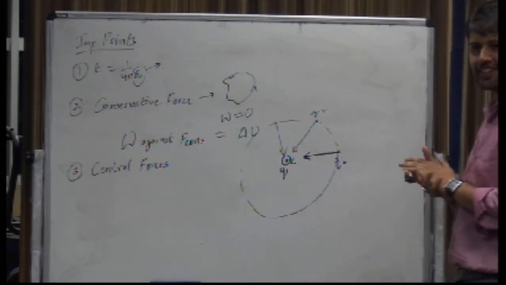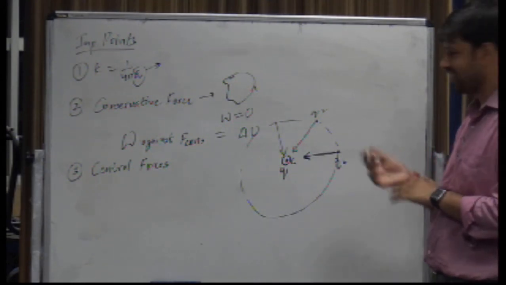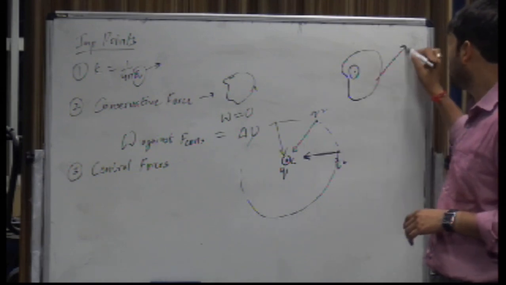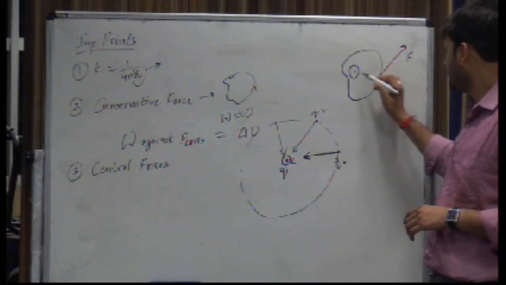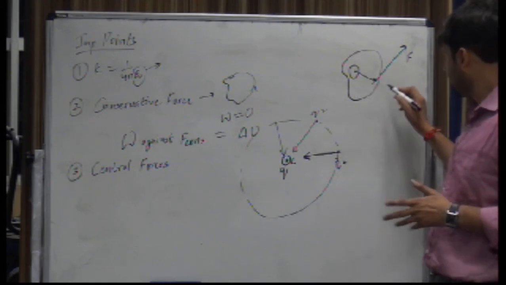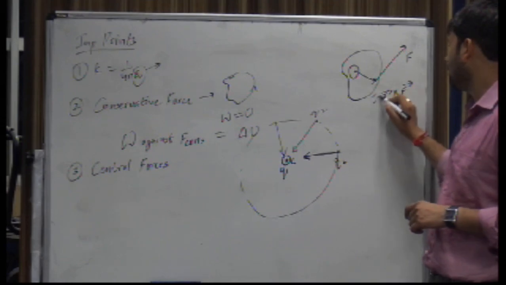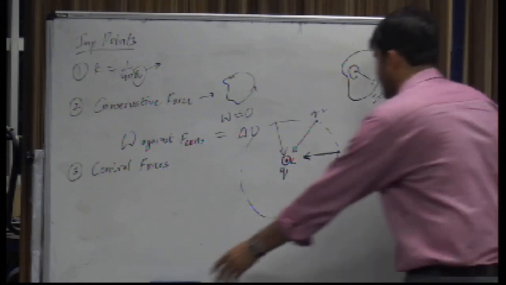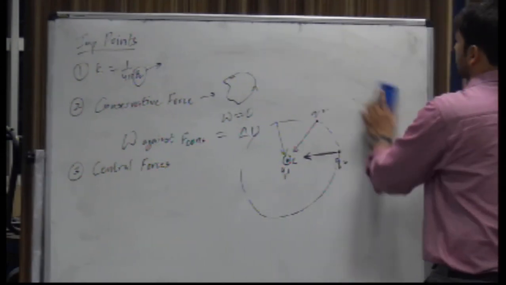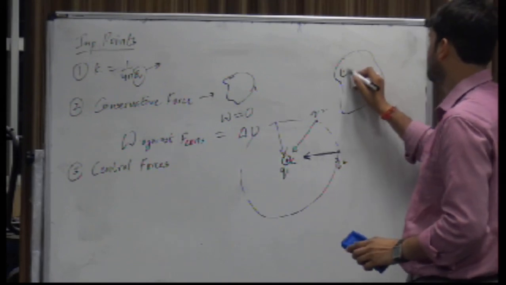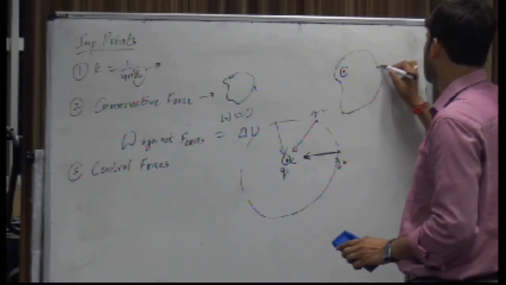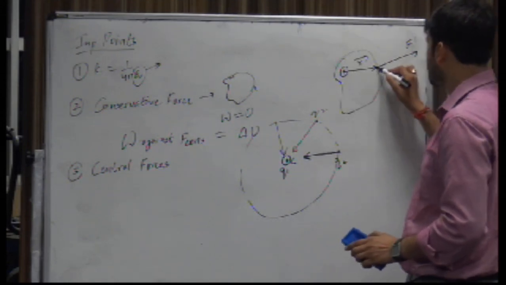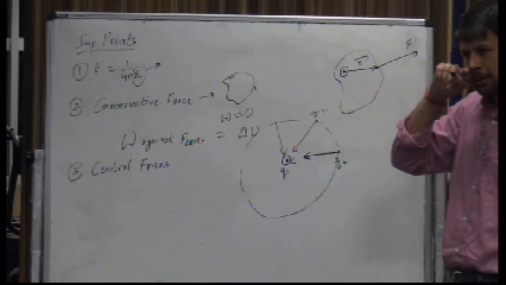Let's revise torque a little bit. This is the body, this is your reference point, and this is the force. So torque is force into perpendicular distance, either R cross F, or in simpler terms, just a second. This is the reference point. Let's say the force acts in this manner. This is your R vector. This is the point of application of force. So this is the reference point.